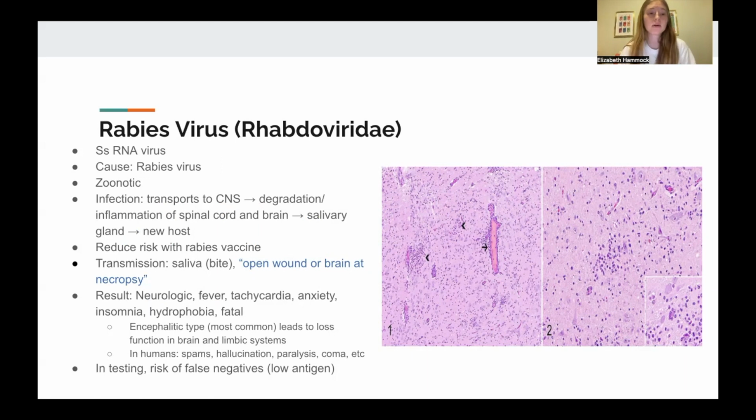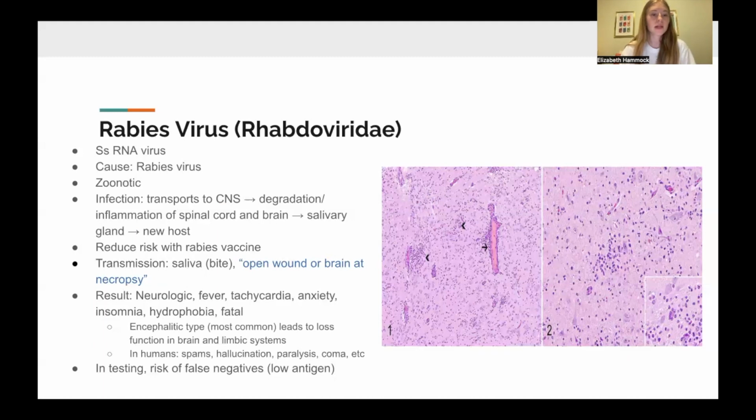So it's important to reduce this risk in the swine unit by giving rabies vaccines to the pigs. Transmission is typically by saliva, so when one is bitten, and Dr. Howarth also mentioned by open wound or brain at necropsy, which is important as a handler may be dealing with an animal who has died from rabies.